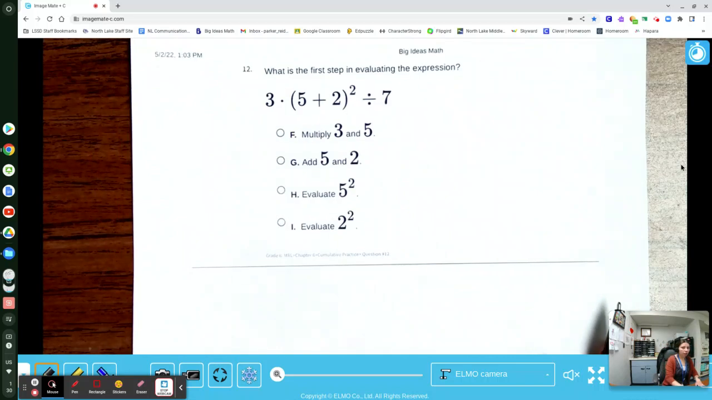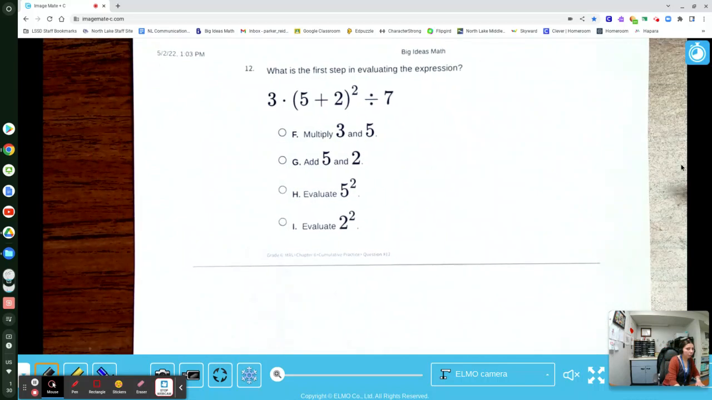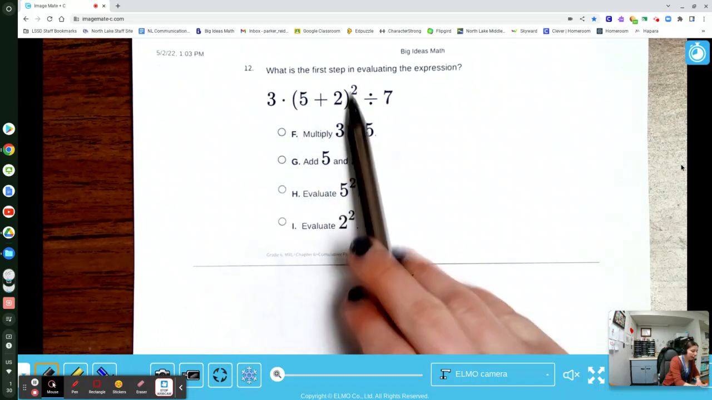And finally, 12. What is the first step in evaluating the expression? If I use GEMDAS, the very first step is what's in grouping symbols. So that's to add 5 and 2.